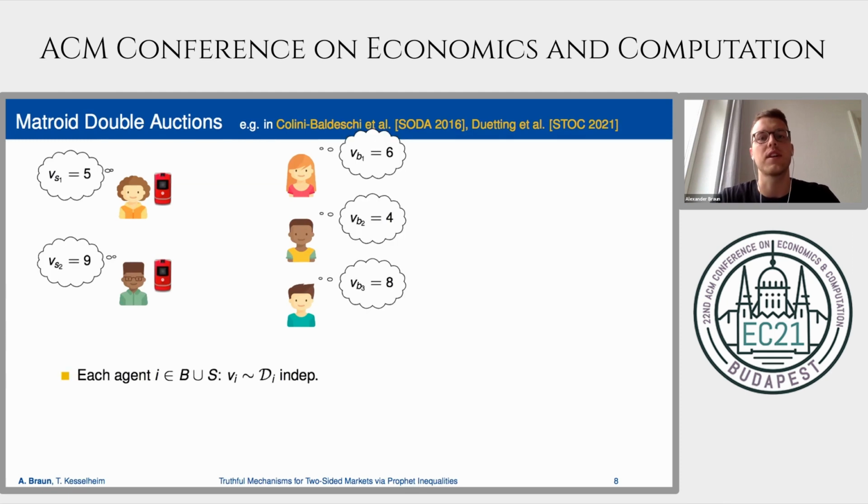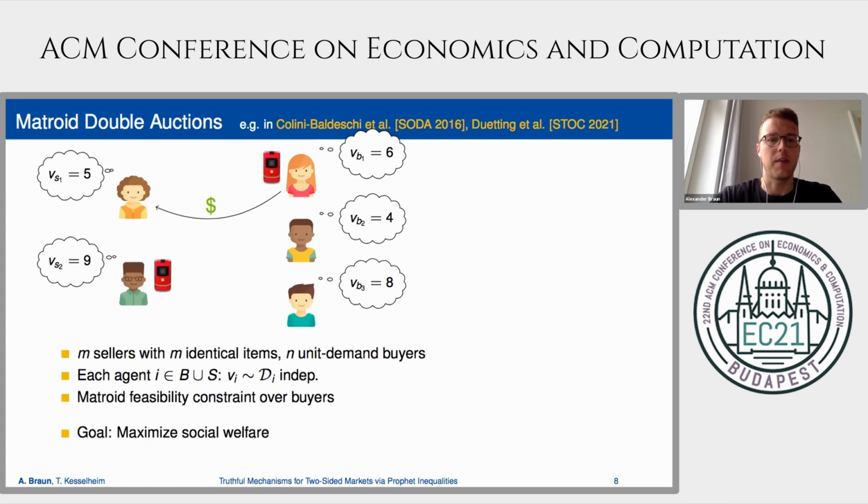So any agent has a privately known value for holding one of the items, which is drawn from a publicly known distribution. And then as a mechanism, what needs to be specified are trades and prices. So for example, a feasible outcome could be that the first seller and the first buyer trade for some price, and hence the outcome of the mechanism is a bilateral trade between the first seller and the first buyer. In general, in the setting, there are M sellers with M identical items and N unit-demand buyers. And as said, over the set of buyers there is a matroid feasibility constraint, meaning that the set of buyers who are allocated an item in our mechanism needs to be independent in this matroid.